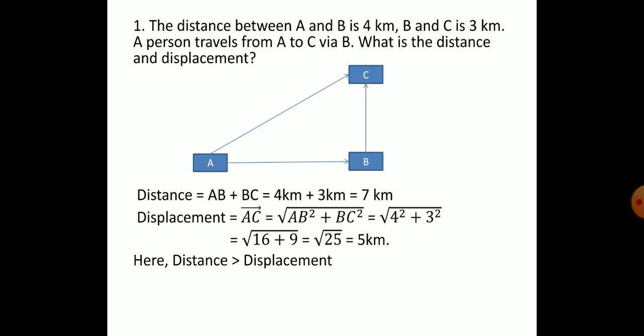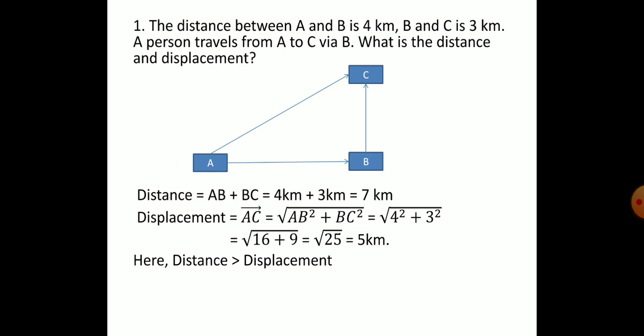Okay, first one, the distance between A and B is 4 kilometers, B and C is 3 kilometers. A person travels from A to C via B. Via means he first goes to B and then to C, not directly to C. Okay, so what is the distance and displacement? That means you have to calculate the total distance covered.